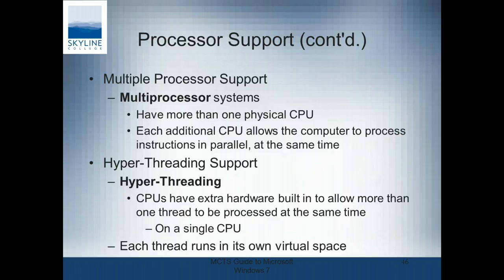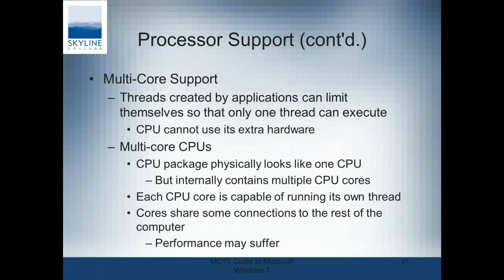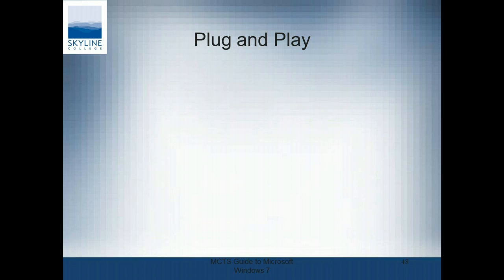Hyper-threading allows more than one thread to be processed at the same time, and essentially what you're talking about is multiple connections to the CPU, because when we look into these things, we have the ability to do more than one thing at a time with it. Multi-core and multi-processor, multi-core CPUs, we essentially put multiple processing cores inside a single physical container.